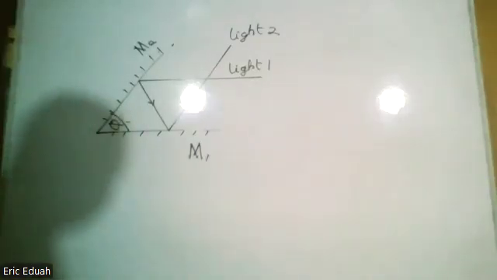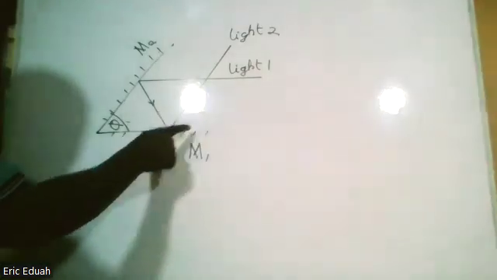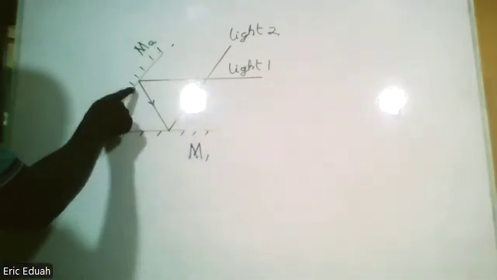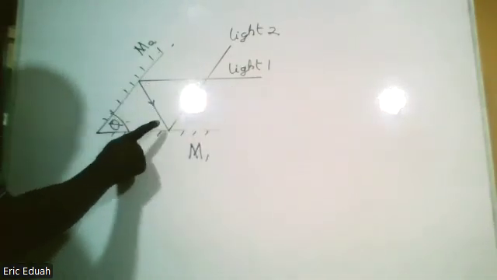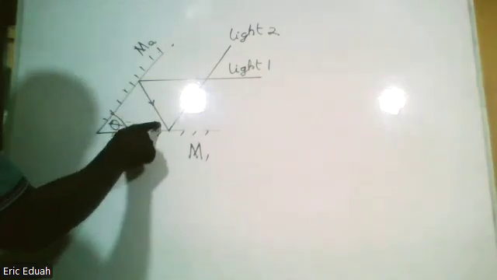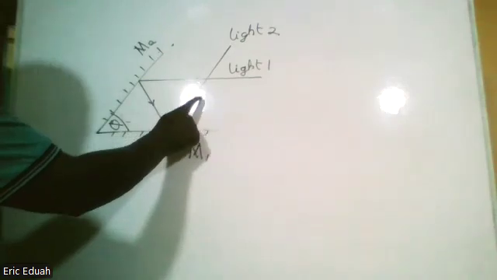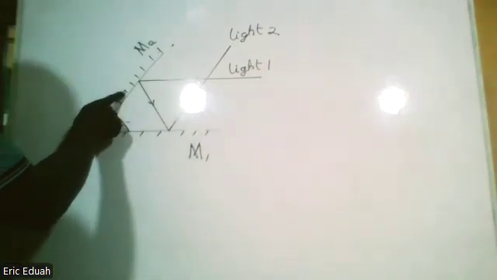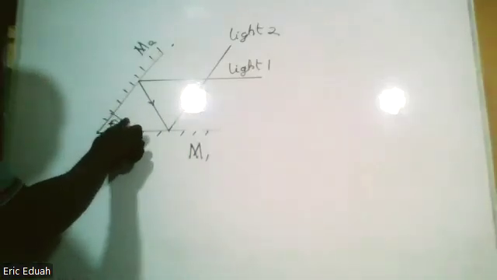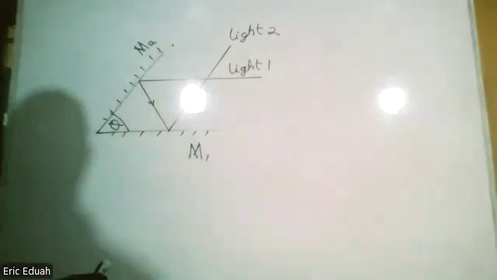So the whole thing is that you are told light ray 1 is parallel to M1. It strikes M2, and after undergoing 2 reflections, light ray 2 becomes parallel to the mirror M2. Now the question is that we are to determine the angle of inclination between the 2 mirrors, theta. So how do we get that?